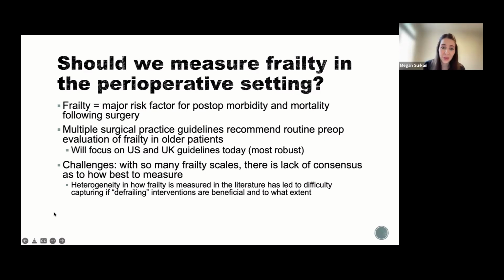One thing to keep in mind when we're looking at evidence review of frailty is that there's a lot of different frailty scales out there, and worldwide there's not a full consensus of how best to measure it. Most guidelines talk about the clinical frailty scale, but because there is some heterogeneity in how frailty is measured in the literature, it's difficult to capture what so-called defrailing interventions are beneficial and to what extent.